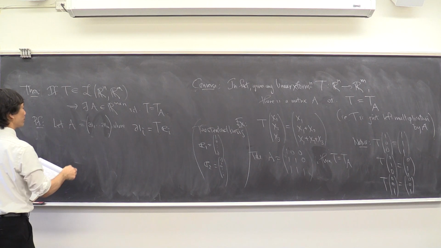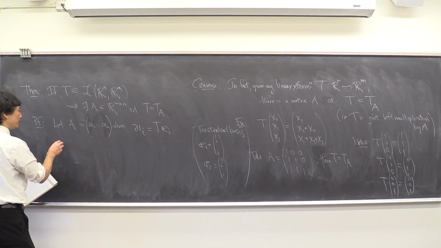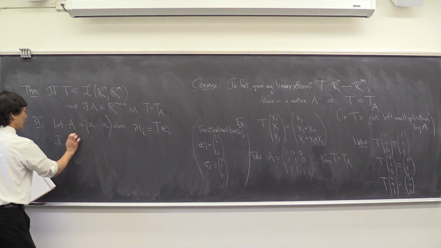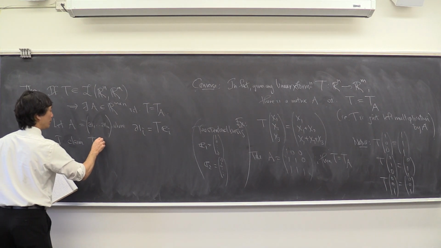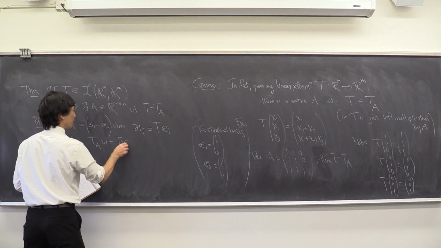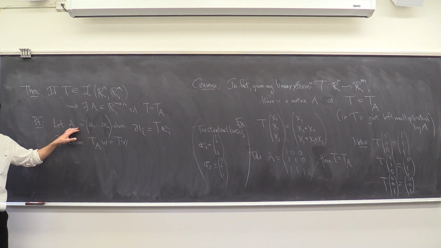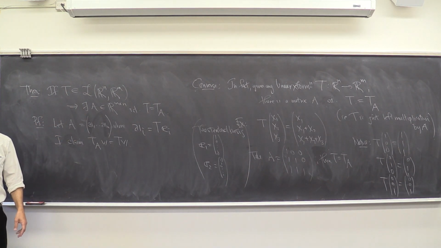Rows, columns, okay, good. Okay. So I claim that T sub A of a vector is just going to be T of that vector. Okay. I claim that this A is going to work. That this is the A that's going to behave like our linear transformation.